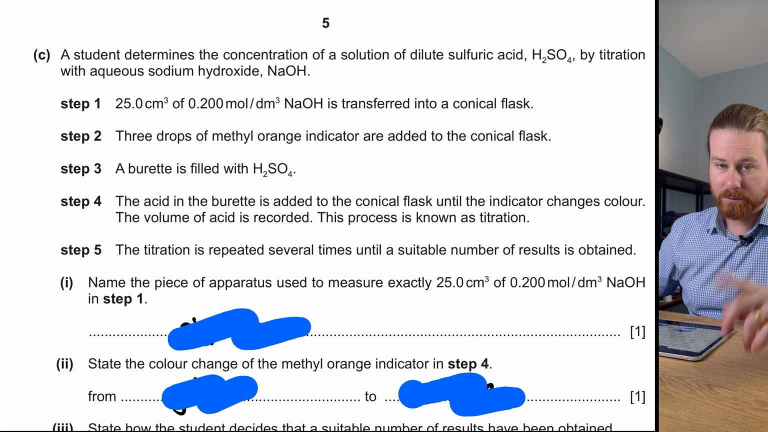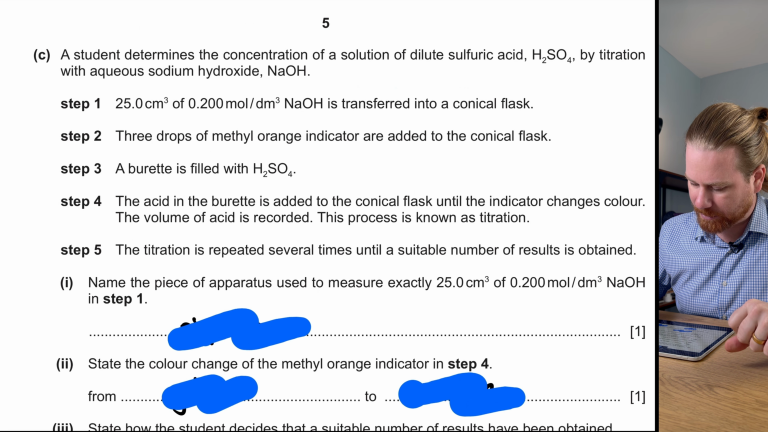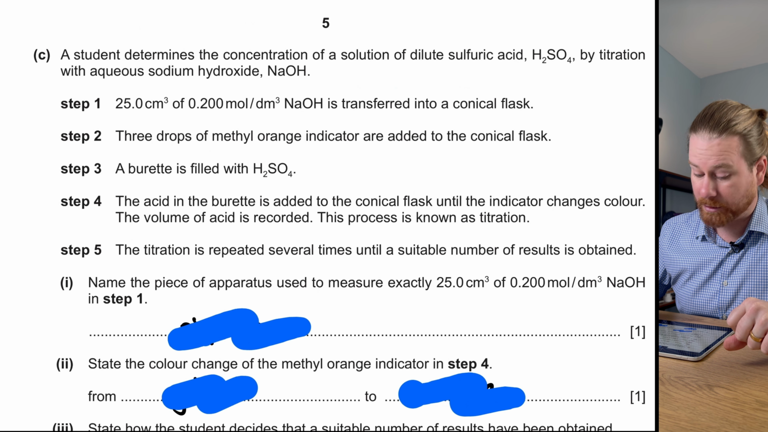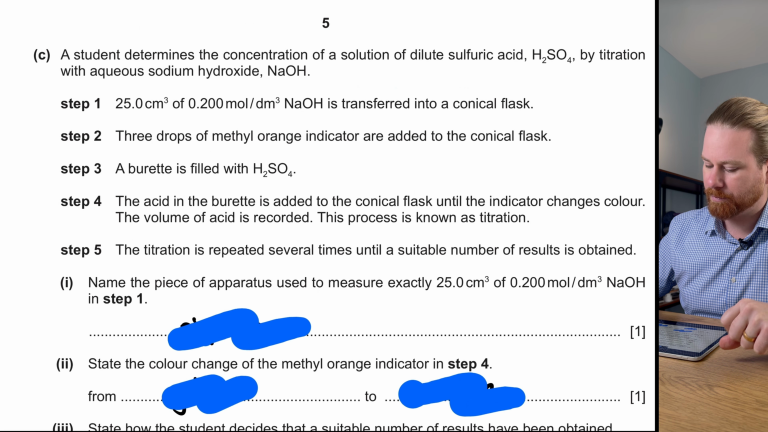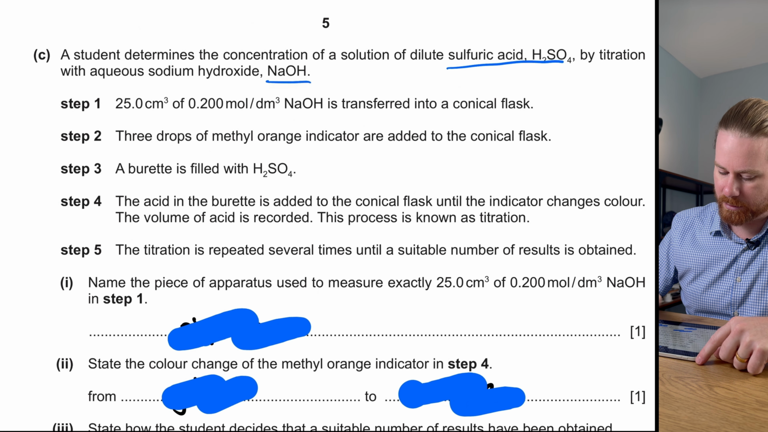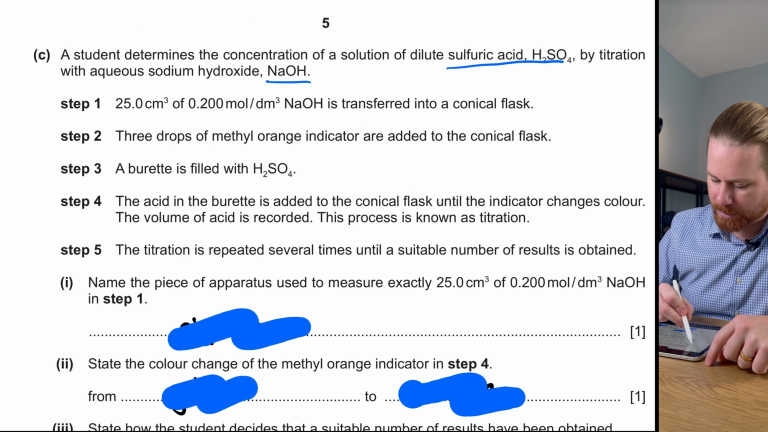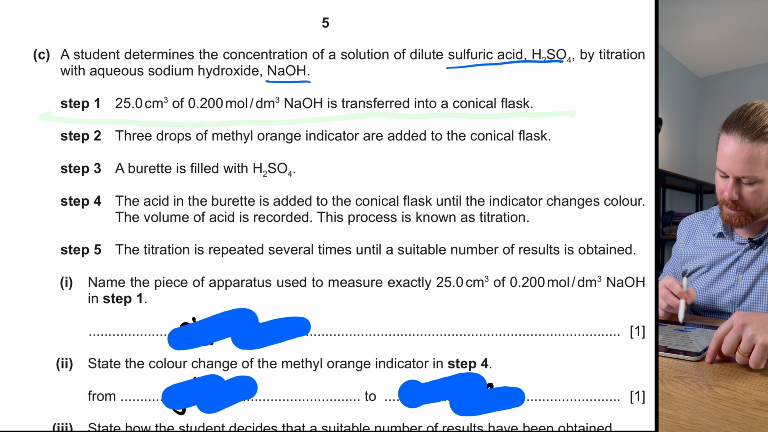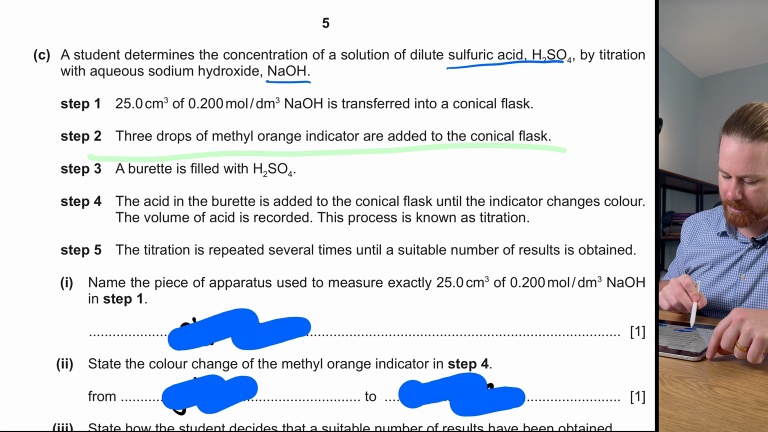Okay, we now have a student. That student could be you. Has determined the concentration of a solution of dilute sulfuric acid by titration with sodium hydroxide. Okay, and then we've got our method here. So we're putting it in a conical flask. We're using methyl orange as an indicator.